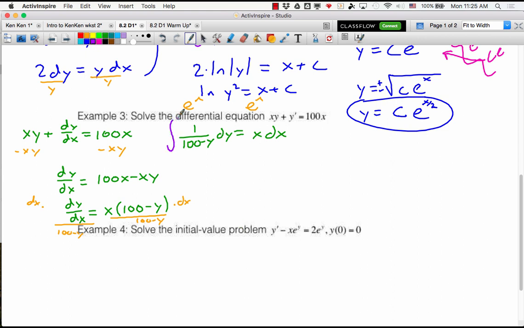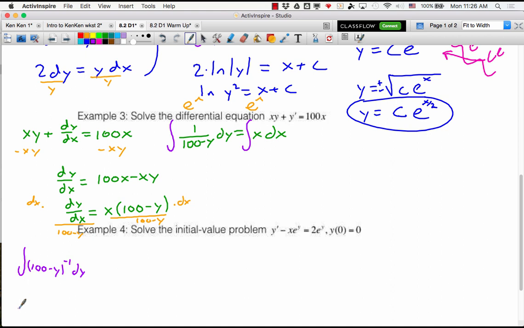Now I want you to be super careful on this one, because what a lot of people will do is say, well, the integral of 1 over (100 minus y) is just the natural log of 100 minus y. Why is that wrong? You might separate it out, so 1 over 100 minus 1 over y. Well, you cannot do that. That's not allowed. So you put it to the negative 1: (100 minus y) to the negative 1. How do you integrate that?